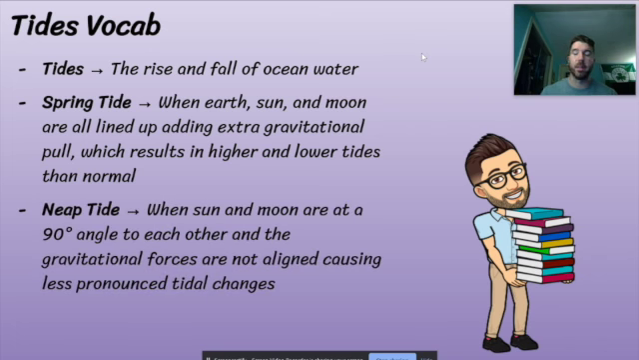And then finally, we have the neap tide. When the sun and moon are at 90-degree angles from each other, gravitational forces are not aligned, causing less pronounced tidal changes. All right, so that's Unit 1 in a nutshell.